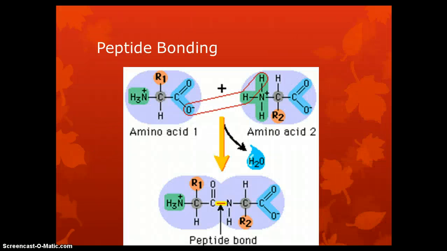The bond between amino acids is called a peptide bond. It forms when the amino group of one amino acid binds to the carboxyl group of another amino acid. When they bind, they produce a molecule of water. For this reason, this type of reaction is sometimes called a dehydration synthesis reaction. Synthesis means build, and dehydration refers to getting rid of water.